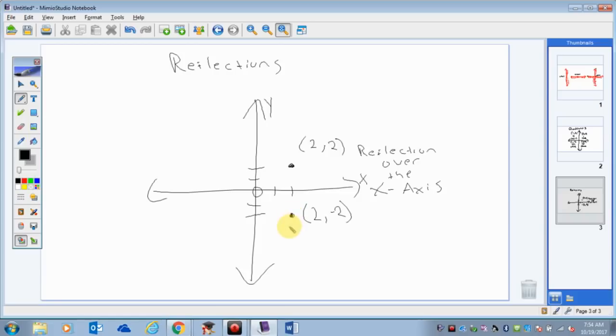So instead of reflecting over the x-axis, I would just go over the y-axis. So it would end up falling over here, negative 2 this way, and up 2 there. That would be a reflection over the y-axis. This is a reflection over the x-axis.